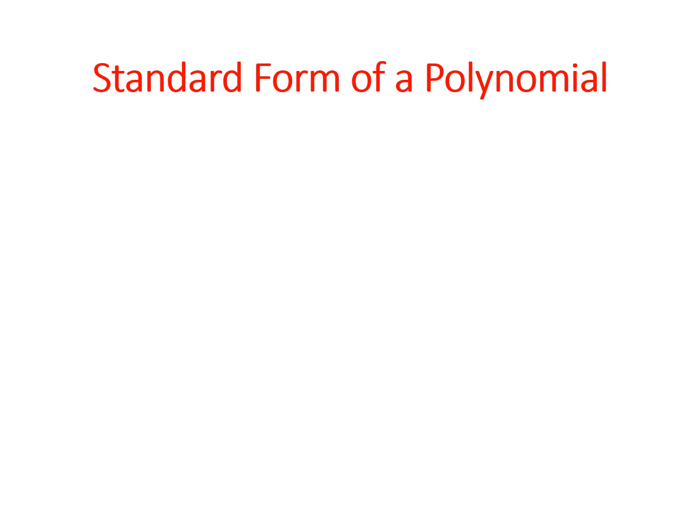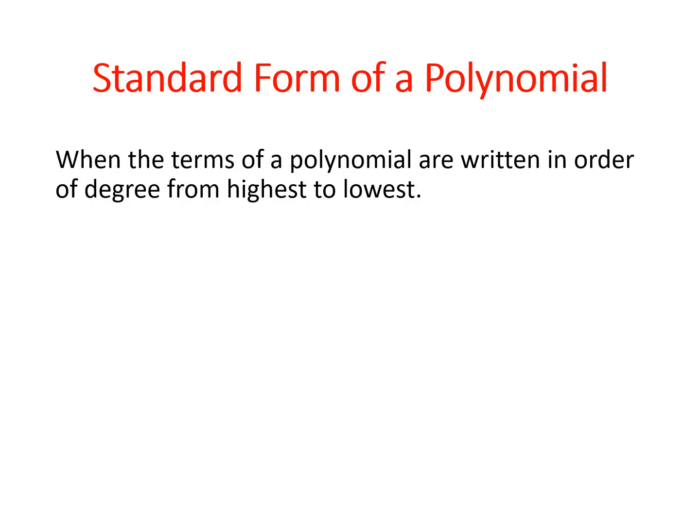Lots of times we list our answers in standard form when we're working with polynomials, and that just means that the terms of the polynomial are written in order of degree from highest to lowest. And for example, this is a polynomial that is written in standard form. If you notice, the first term has a degree of 2.